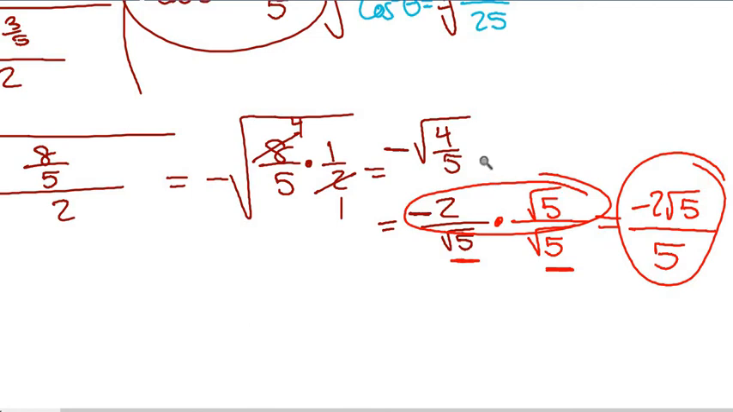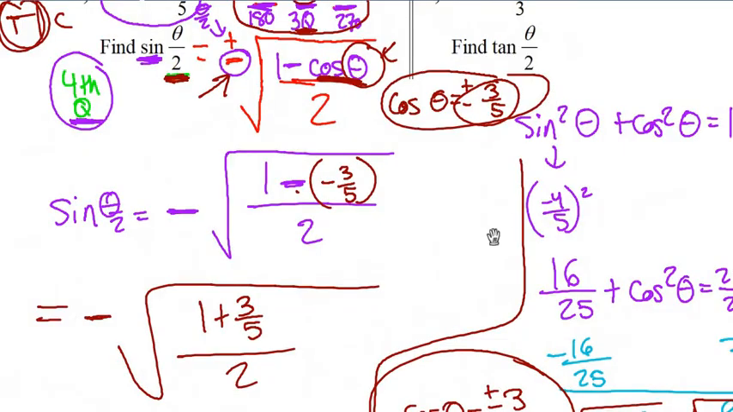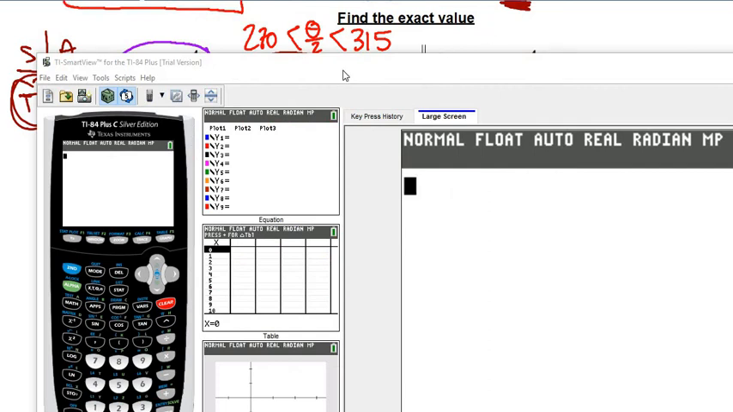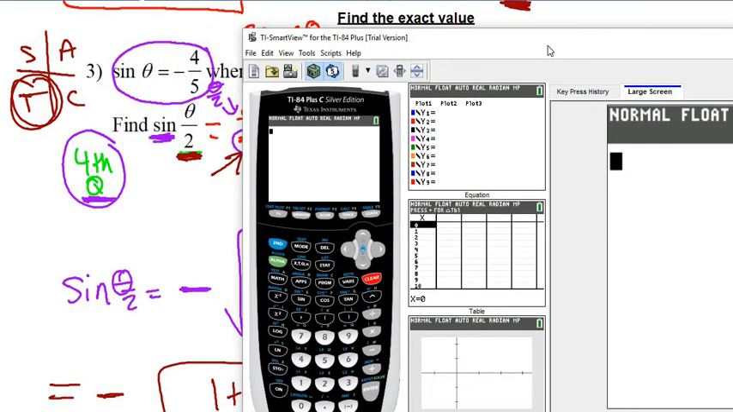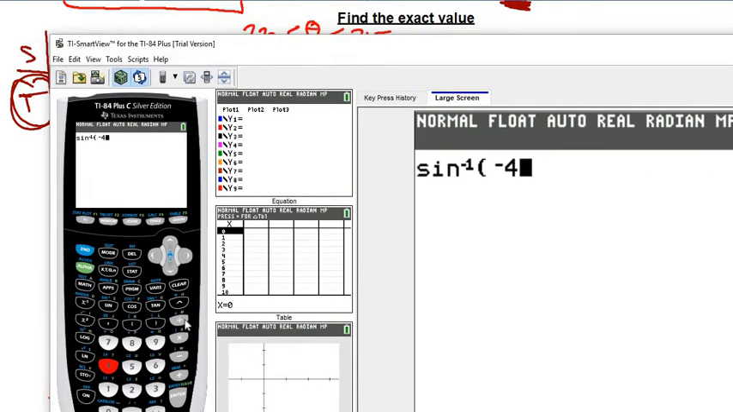So that was sine of theta over 2. There is a way to check this on the calculator, and I'll show you how to do that right now. Here's how we can do this. We know at the beginning that sine of theta was negative 4 over 5. Let's figure out what that angle was. Let's do inverse sine of negative 4 divided by 5.